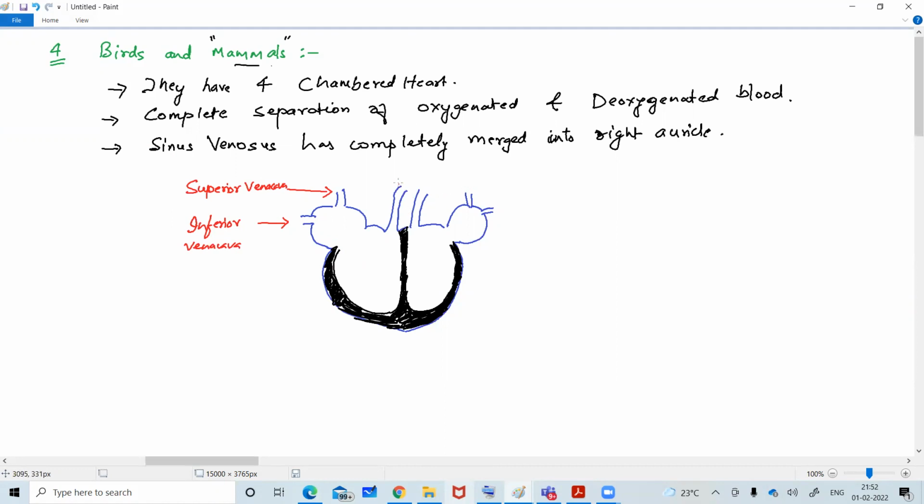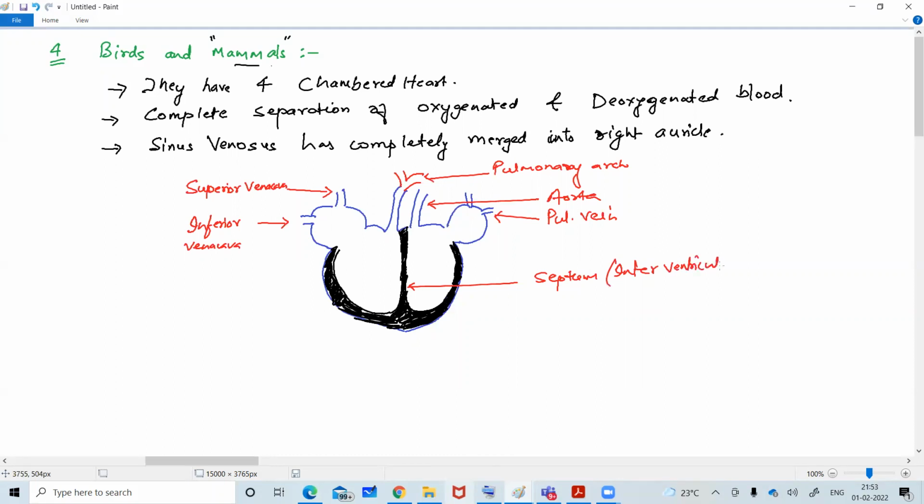Right. This is pulmonary arc here. It is opened like this. So this segment is called pulmonary arc. This is called aorta. This is pulmonary vein, and this is septum, which is fully developed, also called interventricular septum, right? And this is pulmonary arc, meaning this is going to the lungs. That's why this curve is called pulmonary arc.